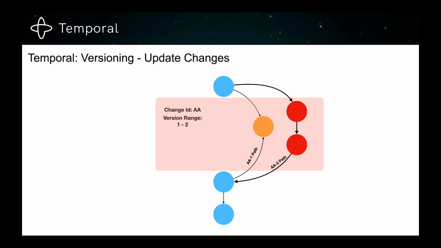Now you may ask, okay, how do we know that? I might have thousands of workflow instances running. How can I know when it is actually safe or even possible to remove, let's say in this case, the default version and support only certain versions of our changes?